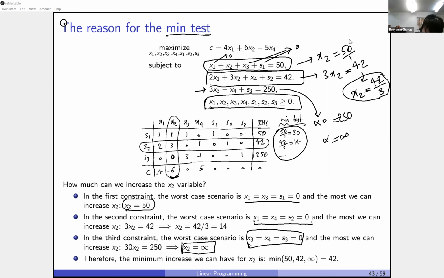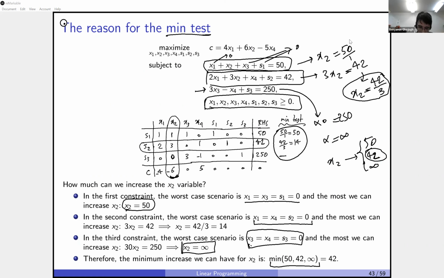And why do we take the minimum of them? Because the most that we can increase x2 is either 50 or 42 or infinite. We should choose the lowest bound among them. Here we say that we can't increase more than 42. Here we say that we can't increase more than 50. Here we say that we can't increase more than infinite. Among these, I should take the minimum. I can't increase more than 42. That's why we do the min test.